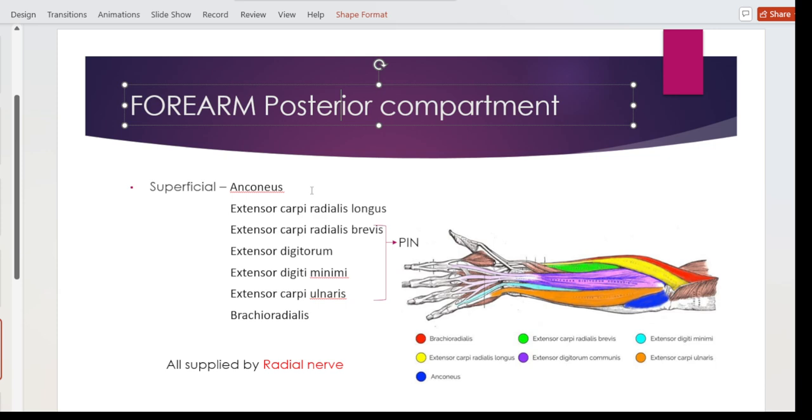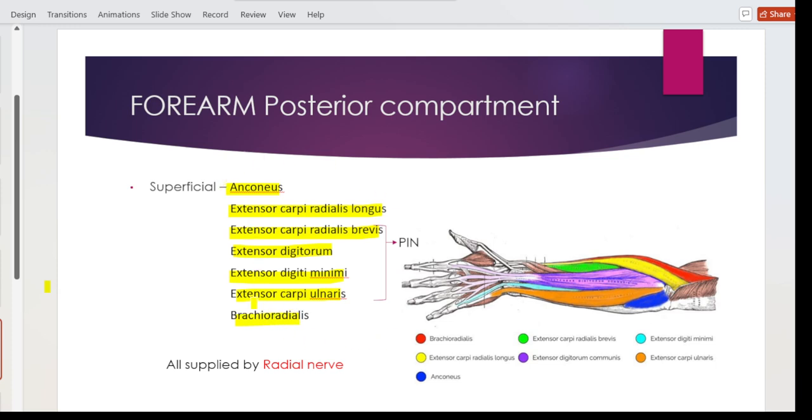The posterior compartment of forearm also contains muscles in different layers. So first is the superficial layer. Superficial layer contains all these muscles. Okay, let's start. First is anconeus. Second is extensor carpi radialis longus. Third is extensor carpi radialis brevis. And the other ones, extensor digitorum, extensor digiti minimi, extensor carpi ulnaris, and the brachioradialis.